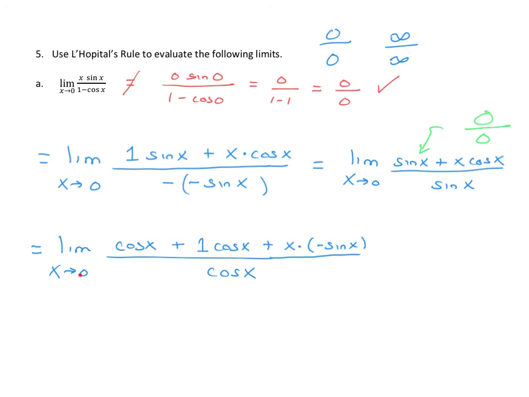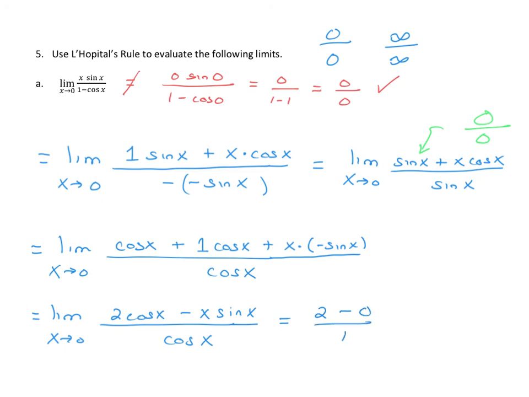There's really not much to simplify. Well, I guess we can add those two. Yeah, why not? Let's simplify this a little bit. This is the limit as x goes to 0 of, the numerator is really 2 cosine of x minus x sine of x, and the denominator is cosine. This is no longer an indeterminate form. We can just put 0 into all the x's. When you do, you get 2 minus 0 over 1. And that means the answer for this problem is 2.